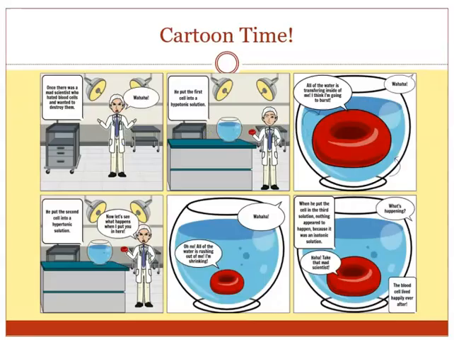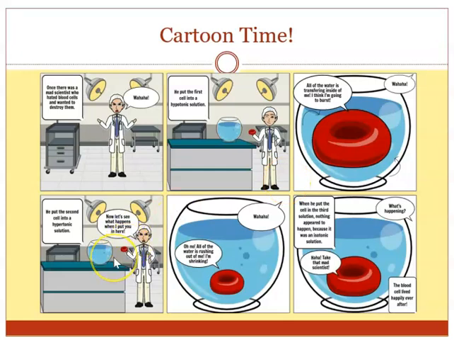Here's a little cartoon explaining the difference between a hypo, hyper, and isotonic solution. There was a mad scientist that wanted to destroy red blood cells. And to start off, they put the red blood cells in a hypotonic solution. And when they put it in the hypotonic solution, guess what happened? The red blood cells swelled up to the point they were going to burst. So here's our hypotonic solution.